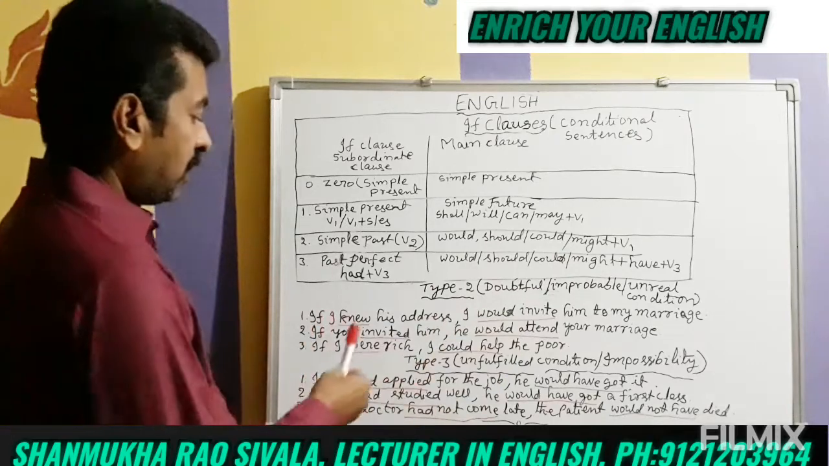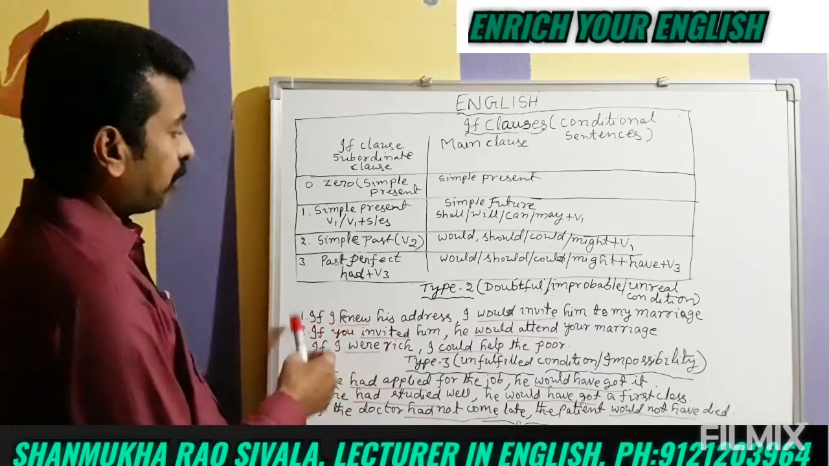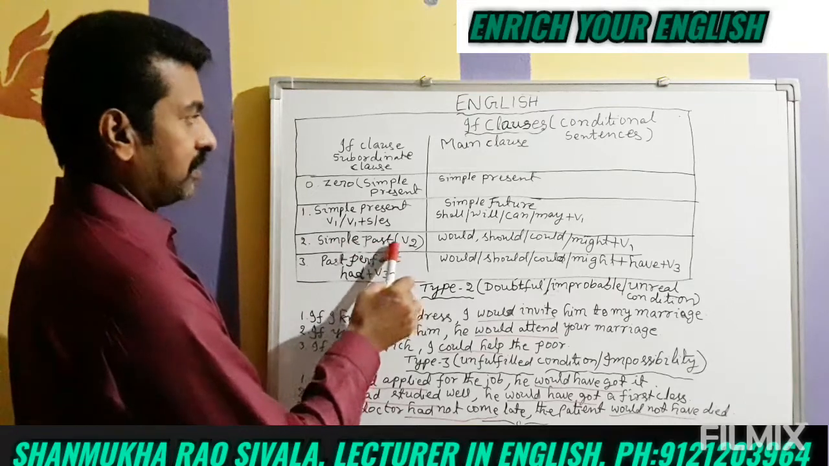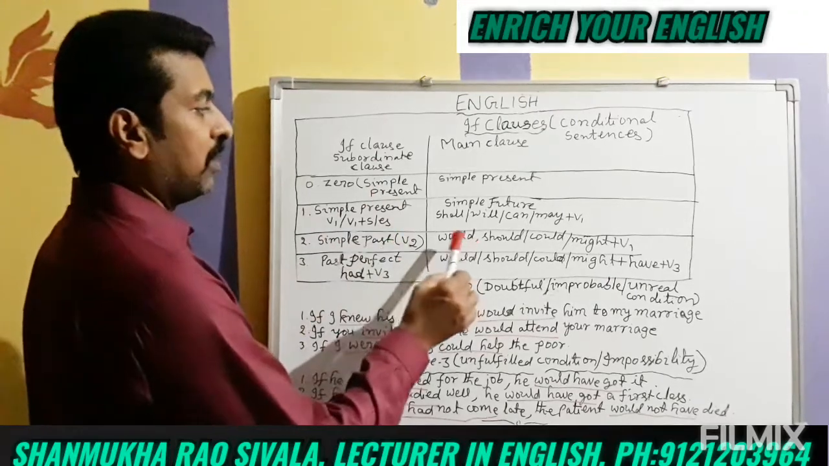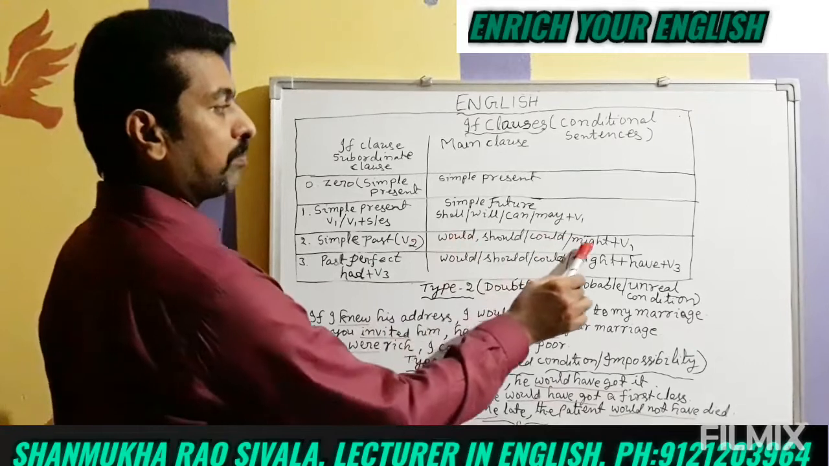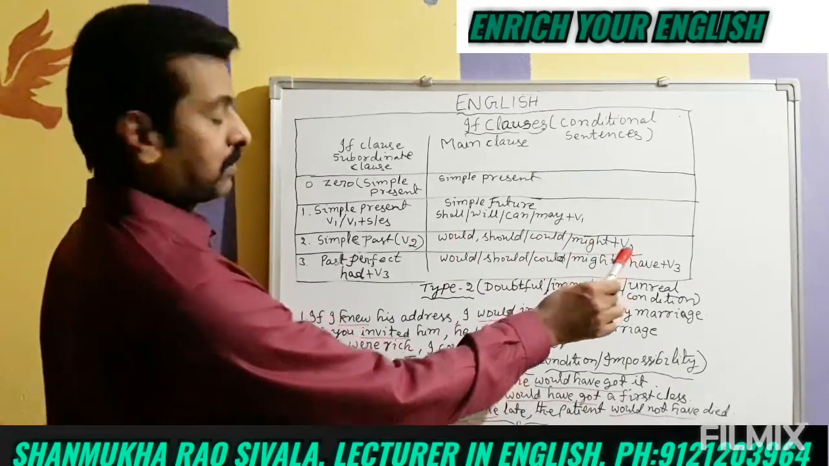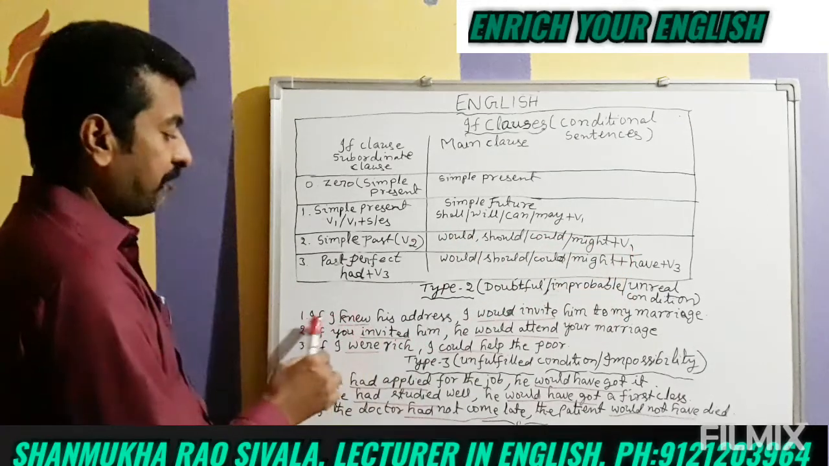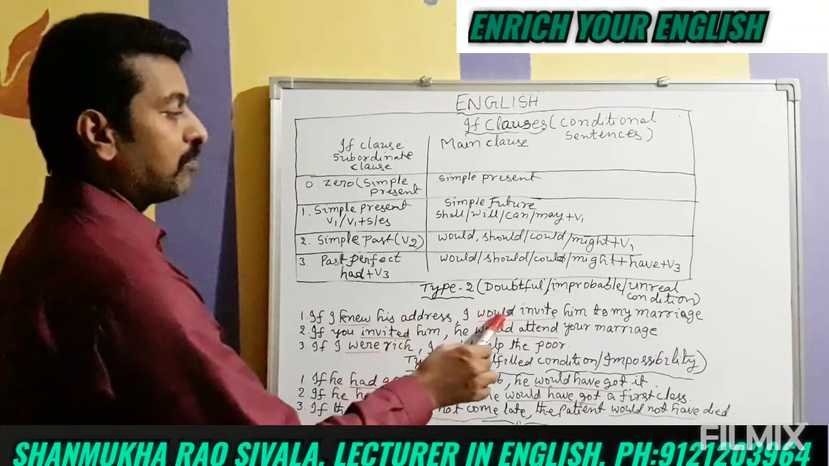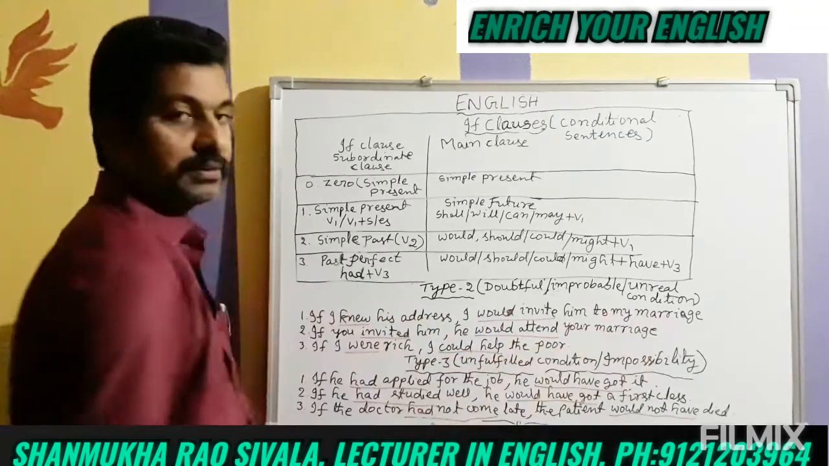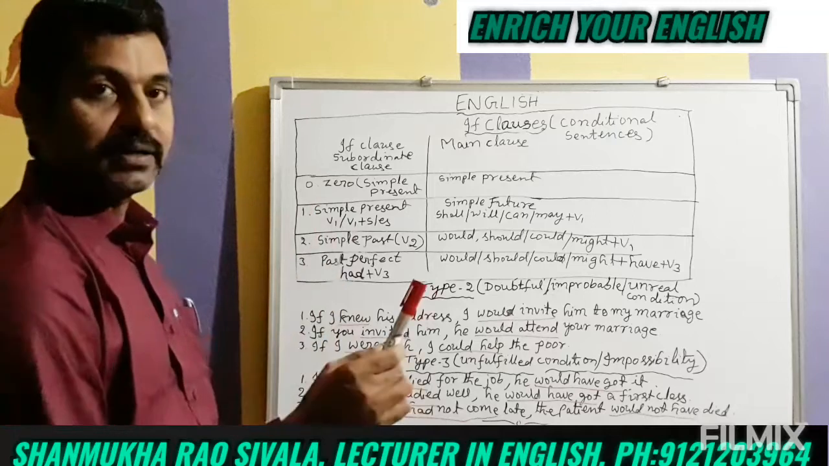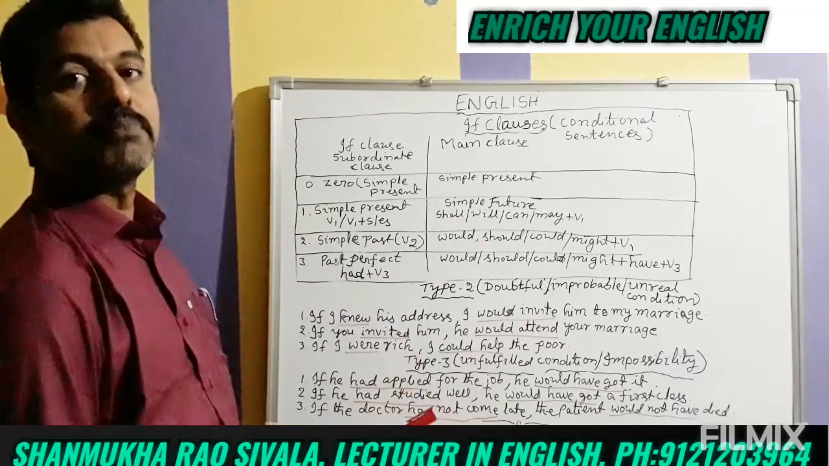Now let us see. The type 2 rule is simple past tense in the if clause, and would or should or could or might plus V1 comes in the main clause. Now let us see. If I knew his address, I would invite him to my marriage. I am saying that if I knew his address, I would invite him to my marriage.